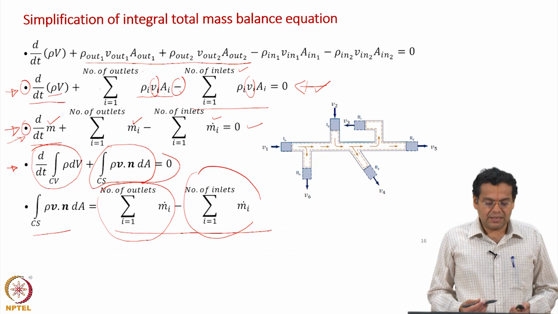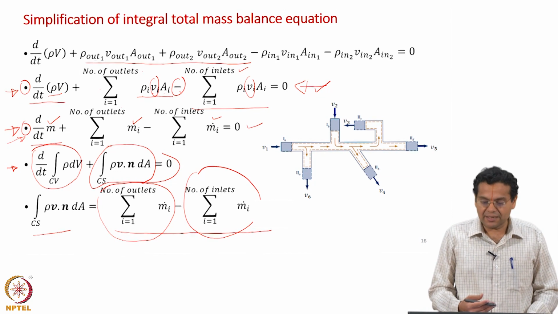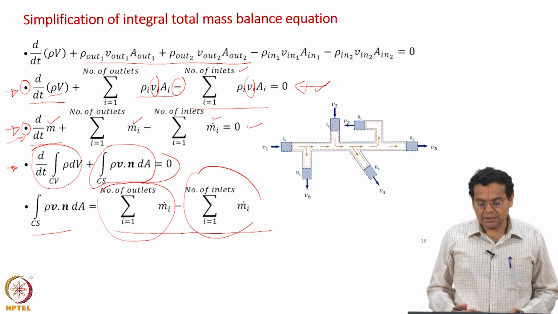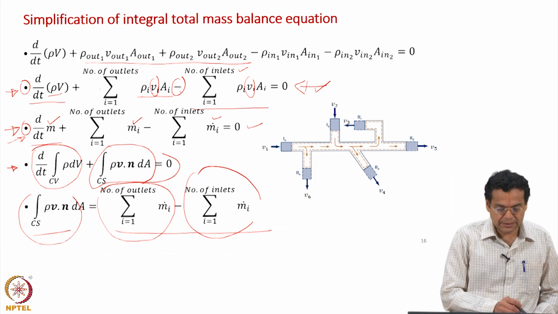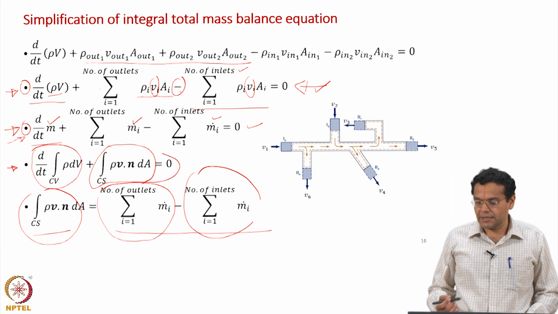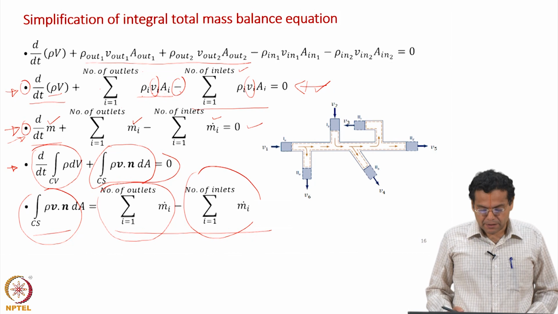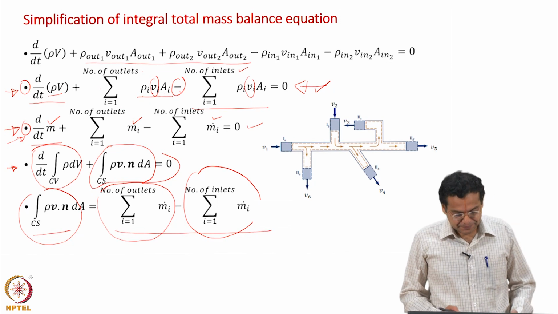So, earlier the meaning was inside the integral, now based on these assumptions it is very clearly shown that this integral indeed represents the net rate at which mass leaves the control surface. Okay.